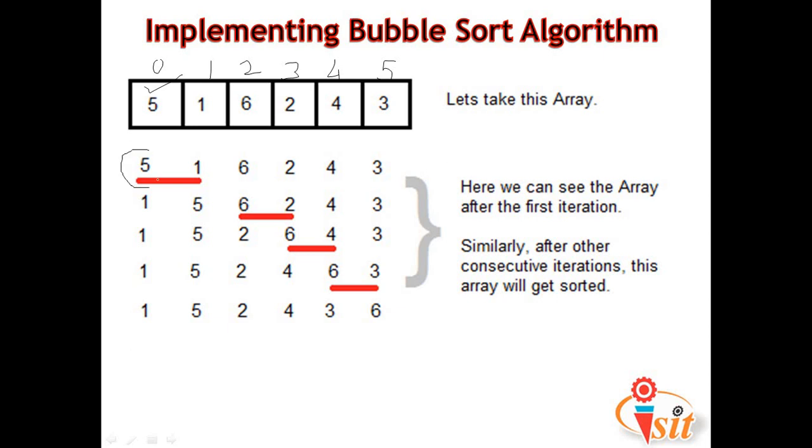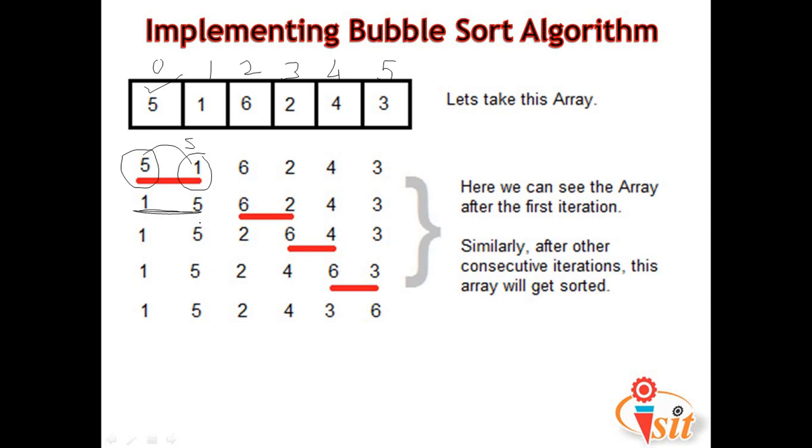So this is the first element and this is the second element. First we will consider the first element and second element. The first element is compared with the second element. So here the first element is greater than the second element. In that case we need to do the swap. So here we have done the swap. That is, element 1 is going to be shifted to the first position, and element 5 is going to be shifted to the next position.